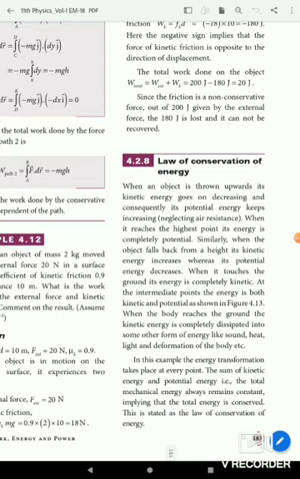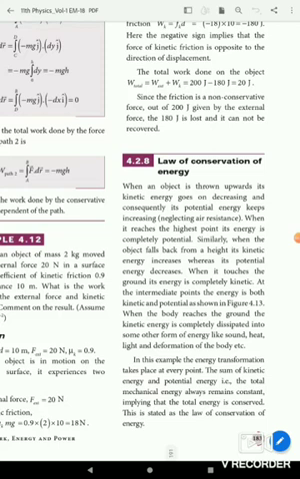When an object is thrown upwards, its kinetic energy goes on decreasing and consequently its potential energy keeps increasing, neglecting air resistance. When it reaches the highest point, its energy is completely potential. It means the kinetic energy becomes zero, and the energy is only potential.